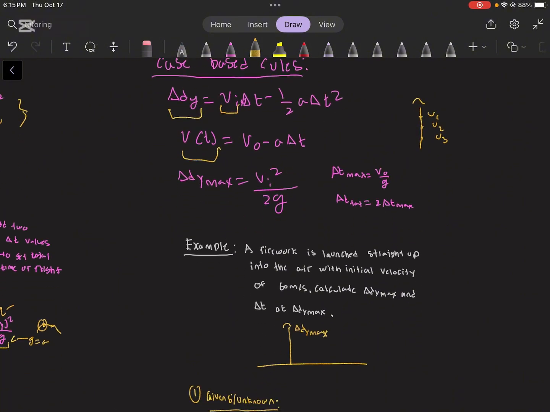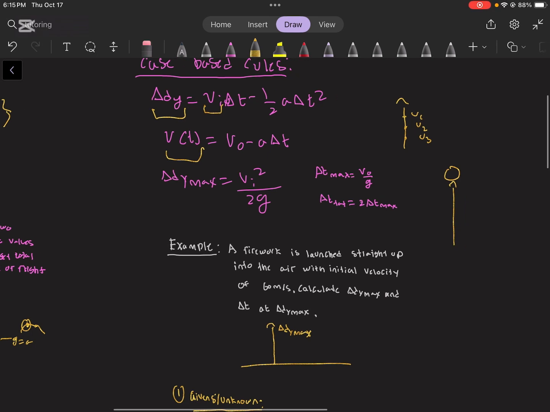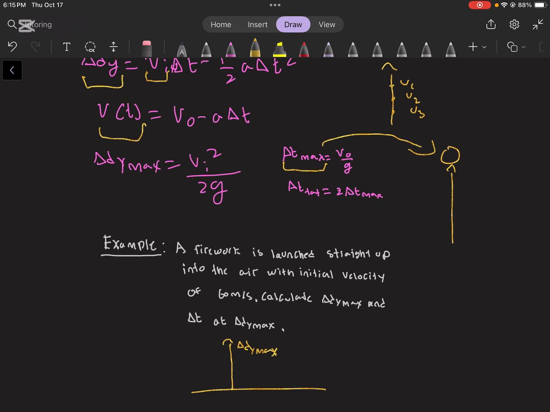And then you have your delta dy max, which is the highest point that your projectile will reach, the peak altitude. Then you have your delta t max, which is an abbreviation for the time at which the projectile reaches the highest point in its altitude. And then you have your final one, delta t total. That's essentially just 2 times delta t max, because in a vertical launch, something is just going up and then coming back down. So if the time to go up is delta t max, then the time to go down is another delta t max. In other words, 2 times delta t max.